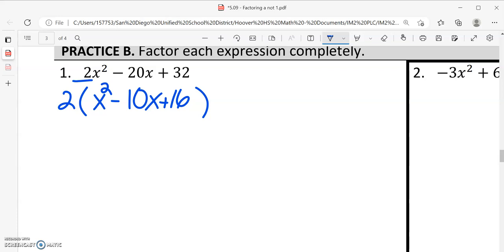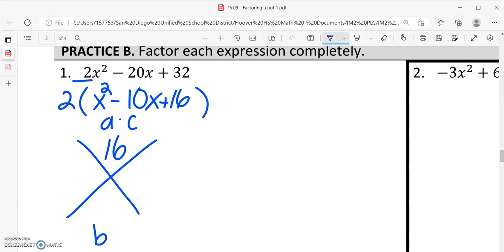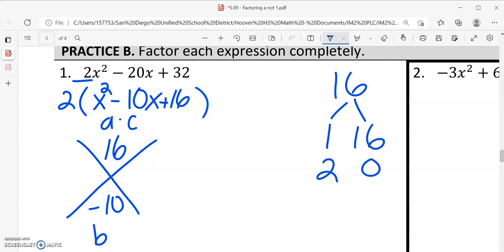All right, so now, is our a value 1? It is. Okay, our a value is 1, so we can go straight into the cross method. Remember, the top is a times c, and the bottom value is b. A times c is 1 times 16, and then our b value is in the bottom, which is negative 10. So now we do a factor tree of 16. Hopefully this stuff is relatively reviewed from yesterday and the previous week.